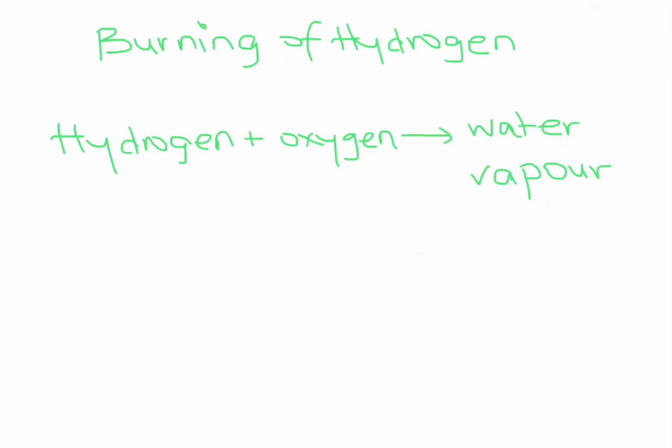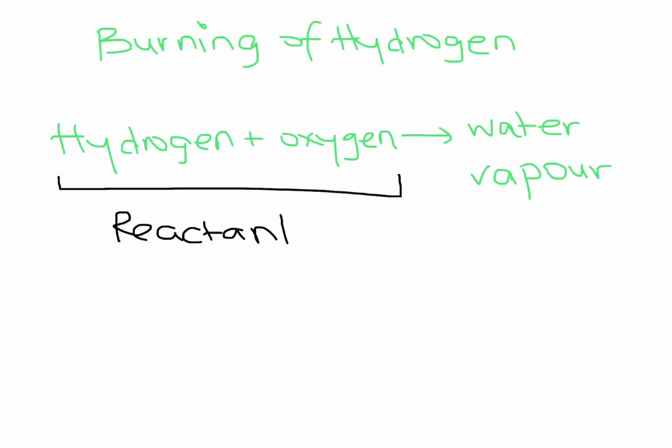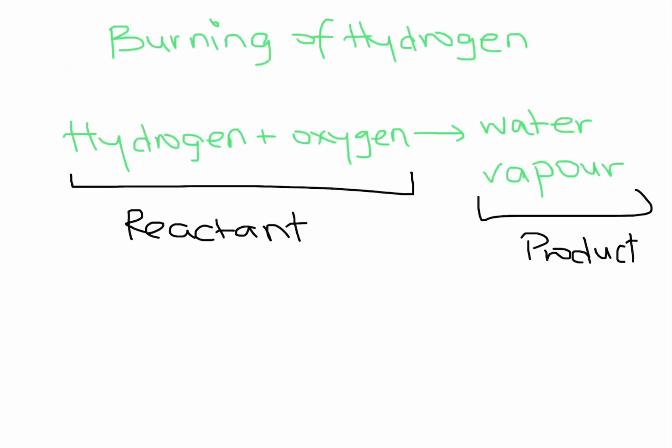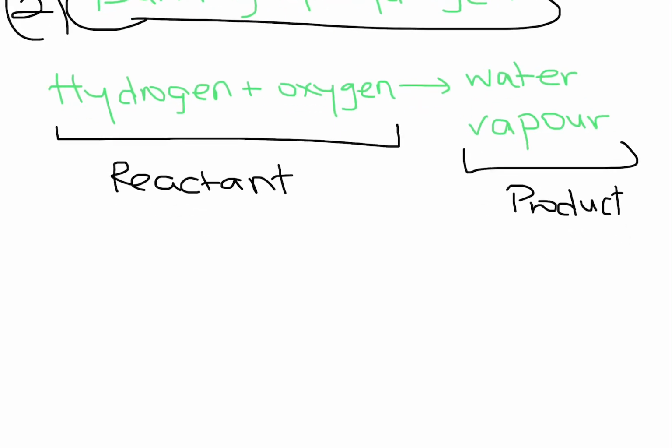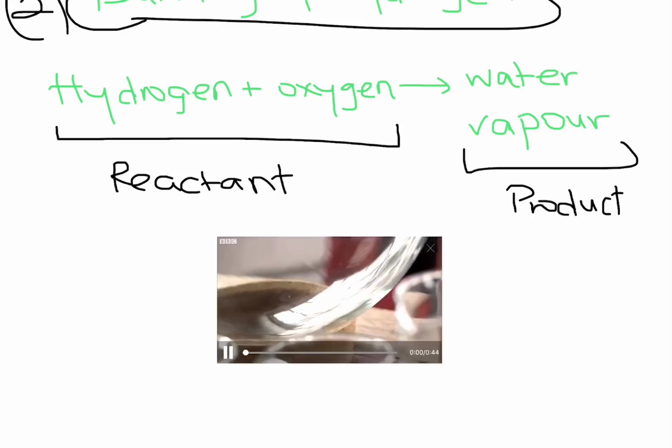Now, burning of hydrogen. Hydrogen burns in oxygen to produce water vapor. So again here, these are the reactants, and water vapor is the product. Okay, so burning of hydrogen, that's the second one that you need to know. It's going to produce water vapor. Let's watch a video that explains that.